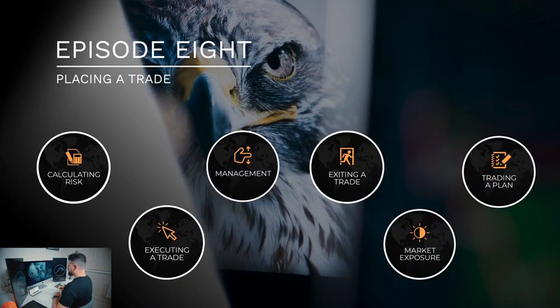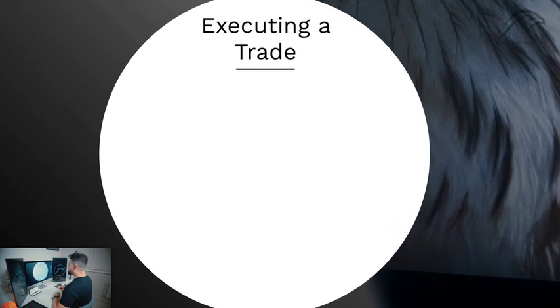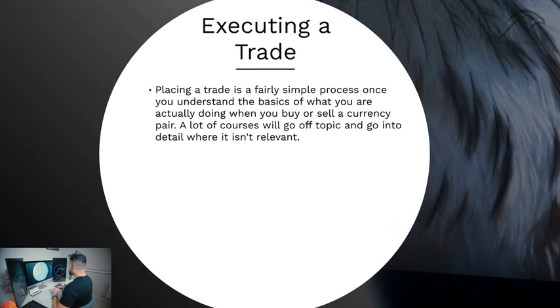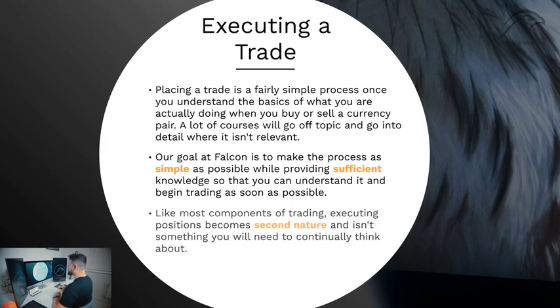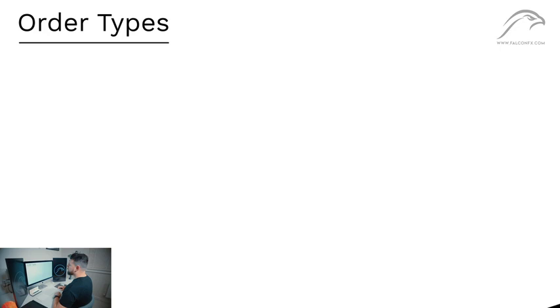So now moving on to executing a trade. When we execute a position, placing a trade is a fairly simple process once you understand the basics of what you're actually doing when you buy or sell a currency pair. A lot of courses will go off topic and go into detail where it really isn't relevant. This is the simple process. Our goal at Falcon is to make the process as simple as possible while providing sufficient knowledge so you can understand it and begin trading as soon as possible. Like most components of trading, executing positions becomes second nature, and it isn't something that you'll need to continually think about. But let's look at order types.